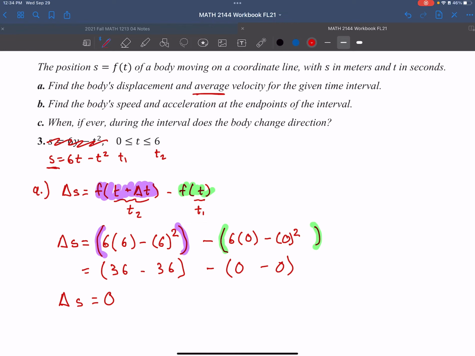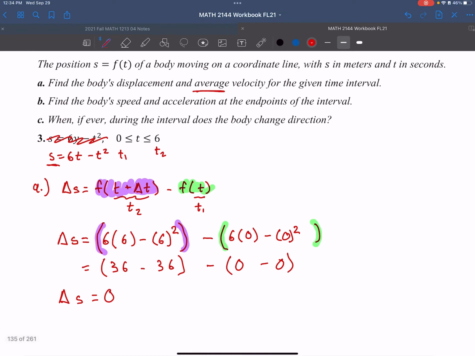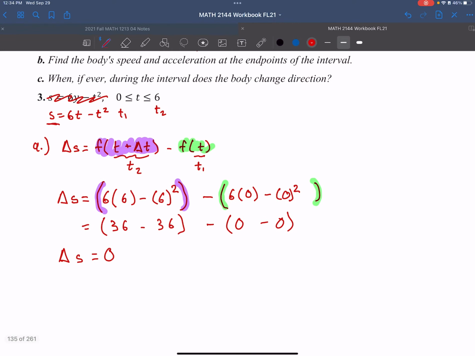So these are your t-intercepts, by the way. So what this means, because there's no displacement, is that the object returned to its starting position. So that is the displacement. Any questions on that one?